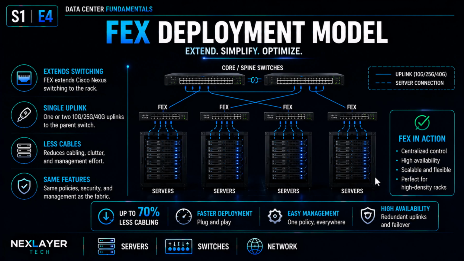The FEX model combines the benefits of top-of-rack and end-of-row. Like ToR, it gives short server cabling inside each rack. Like EoR, it reduces management complexity because the FEX is managed through the parent Nexus switch. This creates one management domain and makes server rack deployment easier.